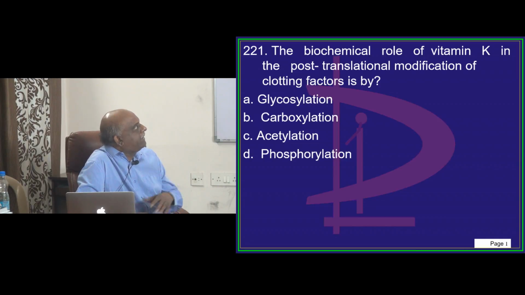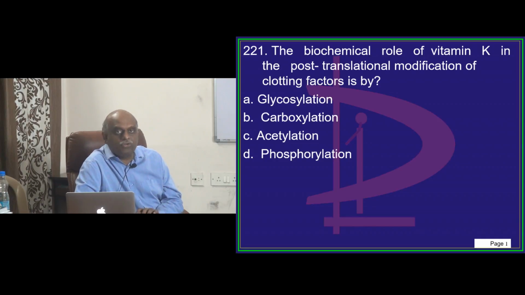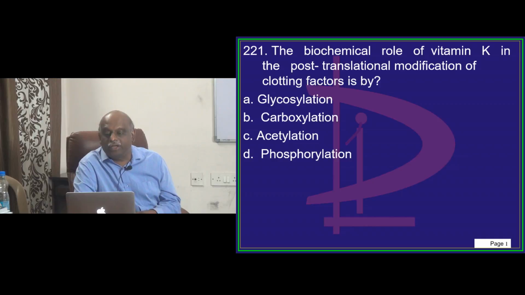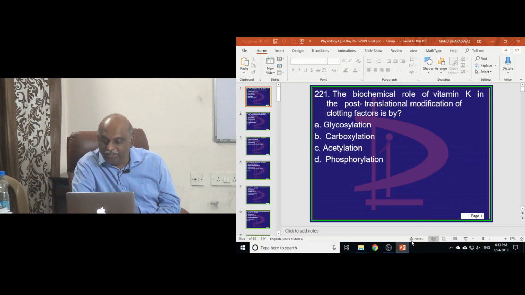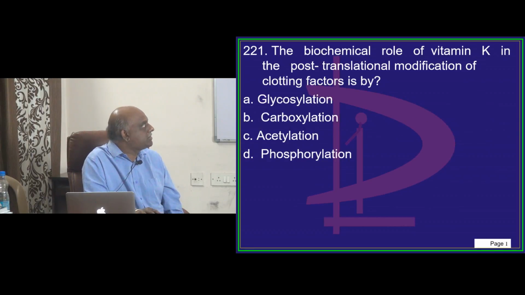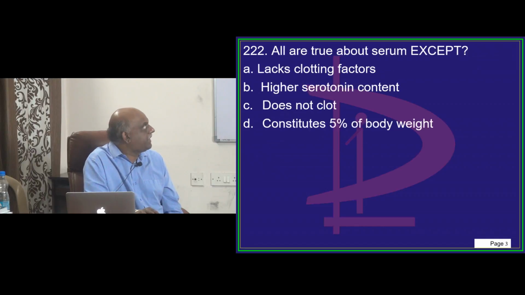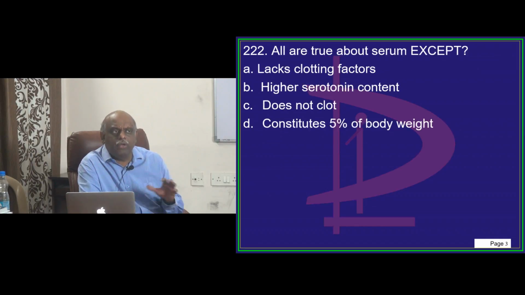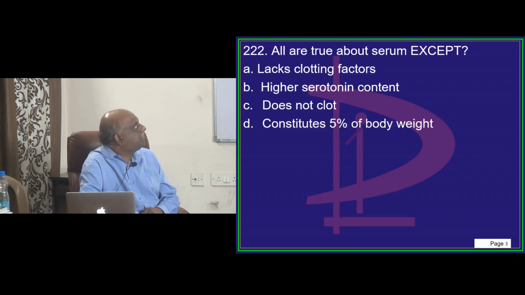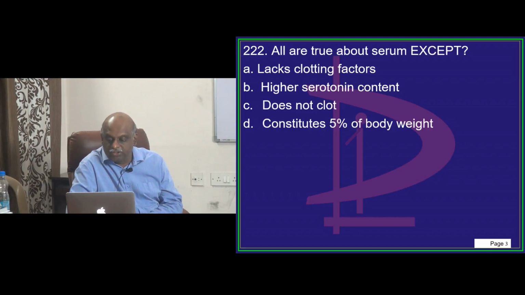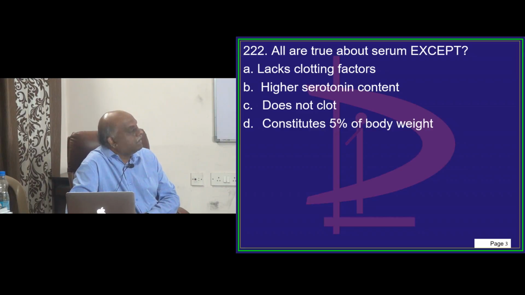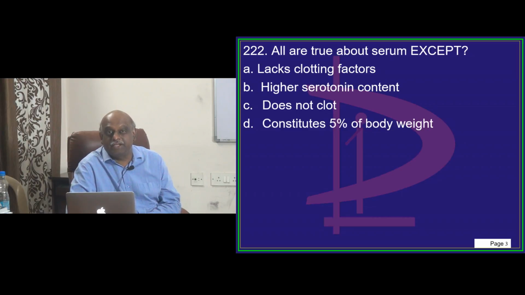The biochemical role of the vitamin K in the post-translational modification of the clotting factors. What is the mechanism? Very good. Mohan Singh, Ranjit and Amrit, you're all strong about carboxylation, which is correct. These are all true about the serum, except what? With regard to the serum, what is true and what is a false statement? It is a gamma carboxylation which is being mediated by the vitamin K is all what you need to remember.